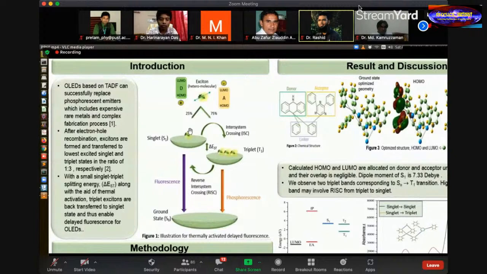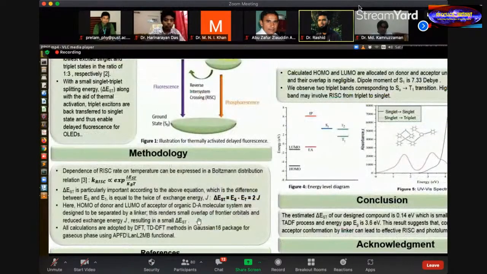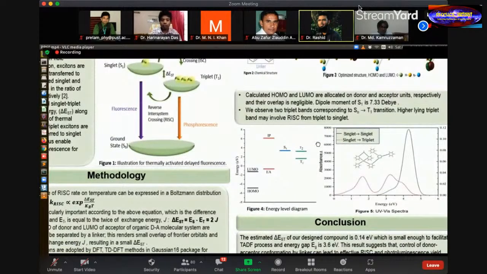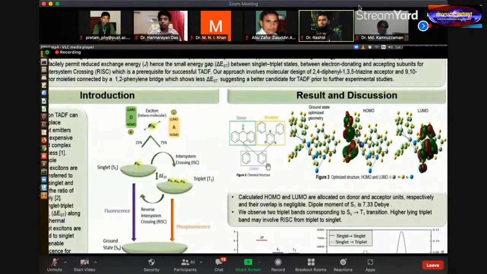For 100% internal quantum efficiency, we need a small singlet-triplet energy gap, which can be achieved by decreasing the overlap between frontier orbitals, that is, HOMO and LUMO. So we separated electron donating and withdrawing groups by a linker, and thus HOMO and LUMO are estimated to be separated on donor and acceptor as shown in the optimized structure.